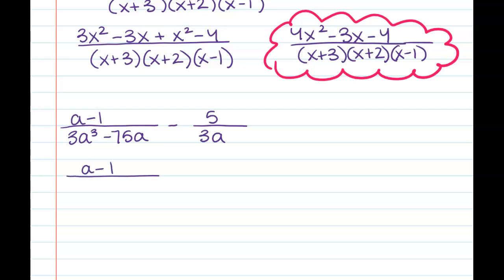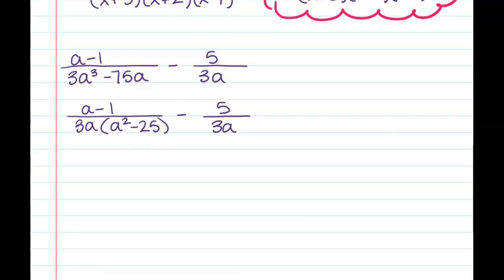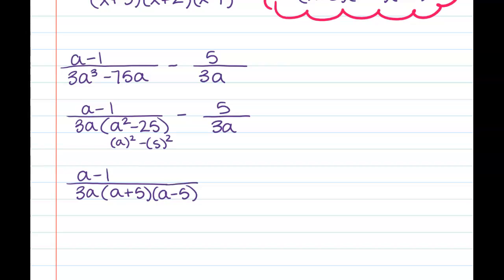So a minus 1 over, well, I know I can take out a 3a, so I'm going to do that first. 3a, then I'm left with a squared minus 25, minus 5 over 3a, which you really can't do anything with. And I can actually factor one more time because a squared minus 25 can be written as a squared minus 5 squared. So I know that this is really 3a times a plus 5 times a minus 5, minus our 5 over 3a.